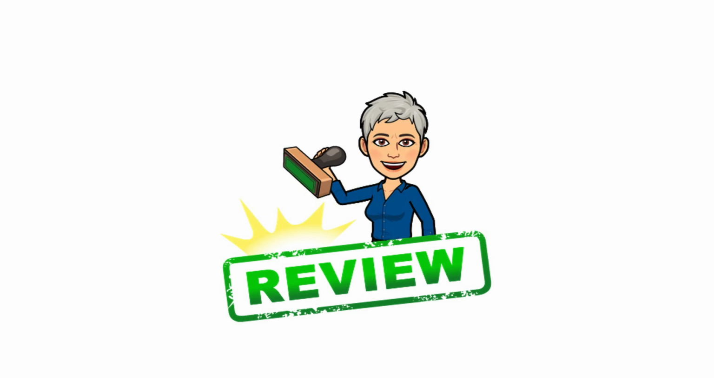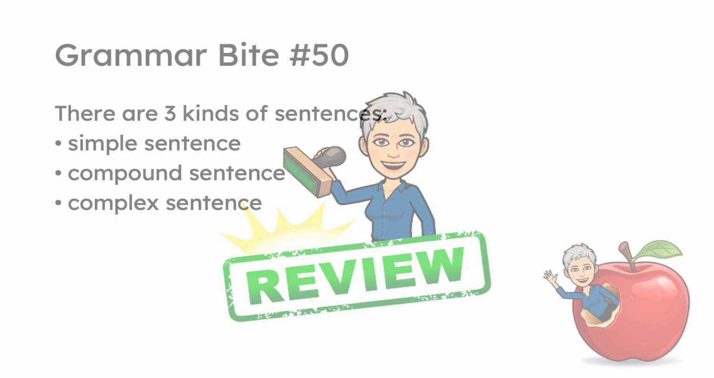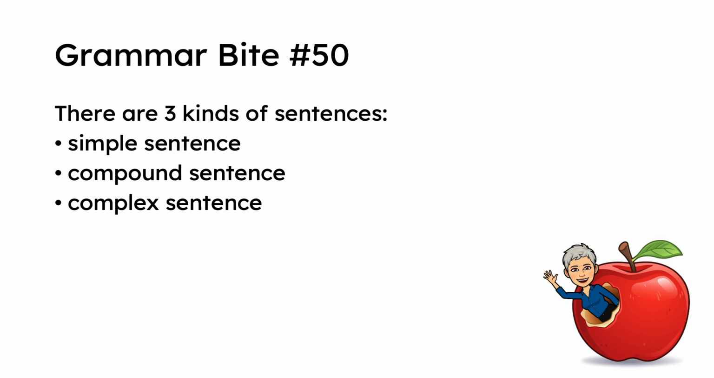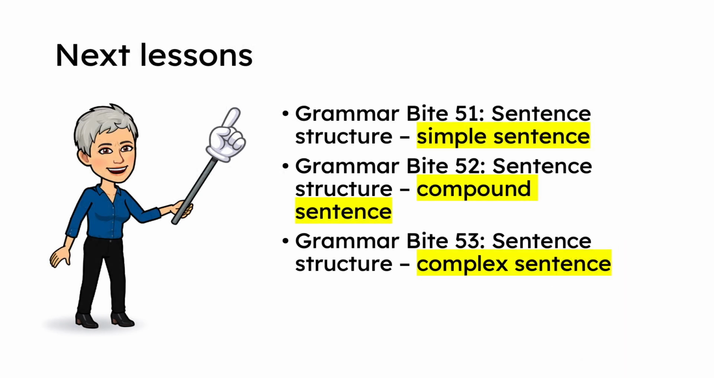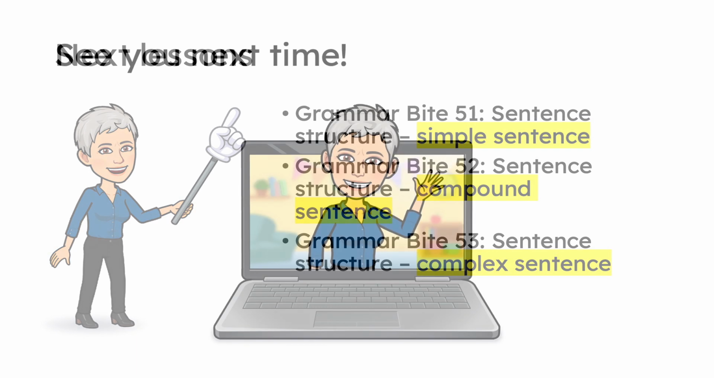Okay, let's review what we did today. Grammar Bite 50. There are 3 kinds of sentences: simple, compound, complex. Now, technically, there's a 4th, compound complex, but we're not going to talk about it in this series. Today's video was an introduction, like an overview. In the next few videos, I'll tell you more about the different kinds of sentences.